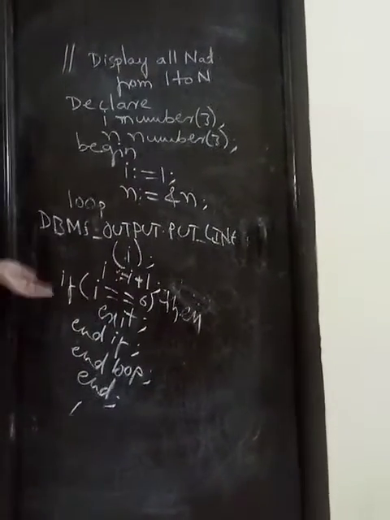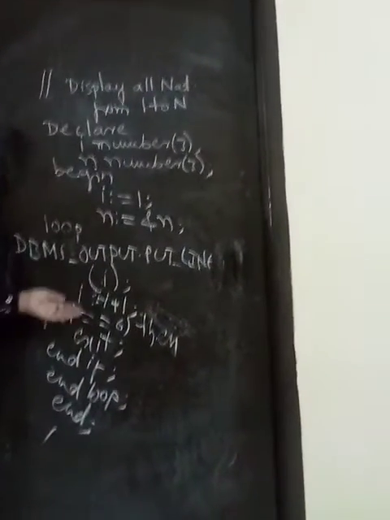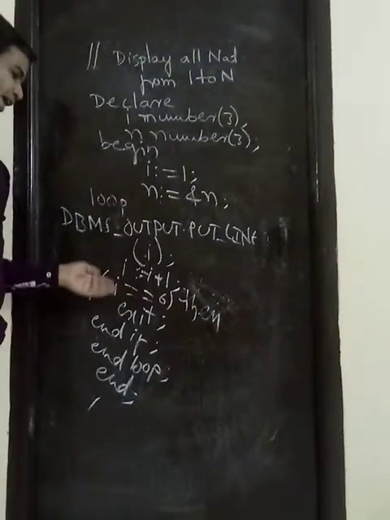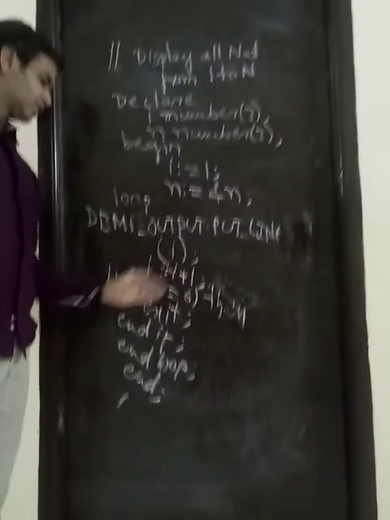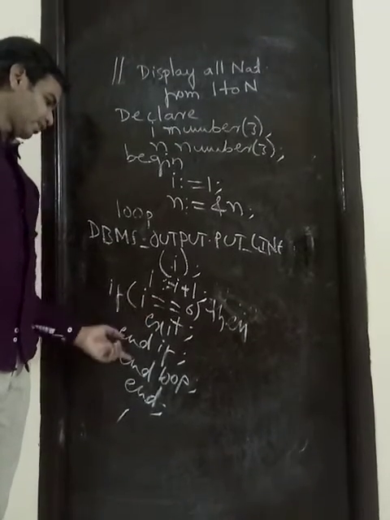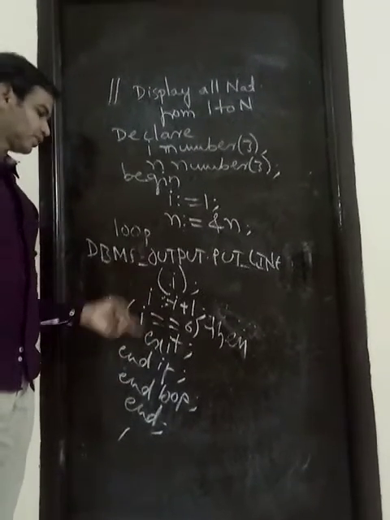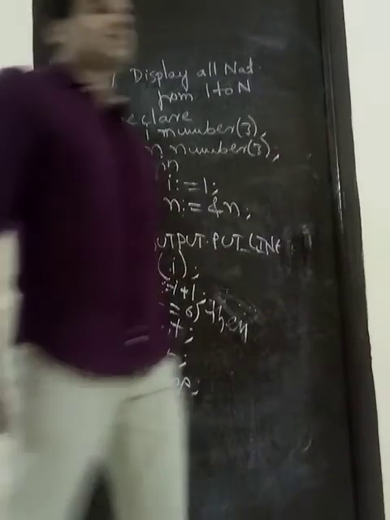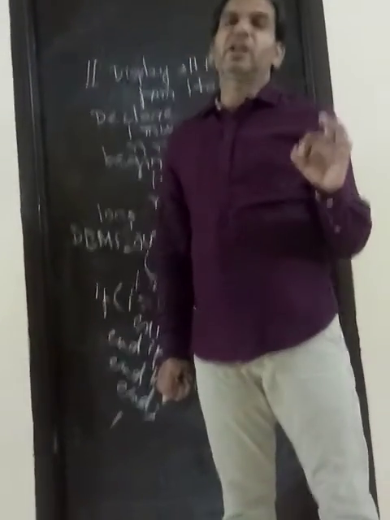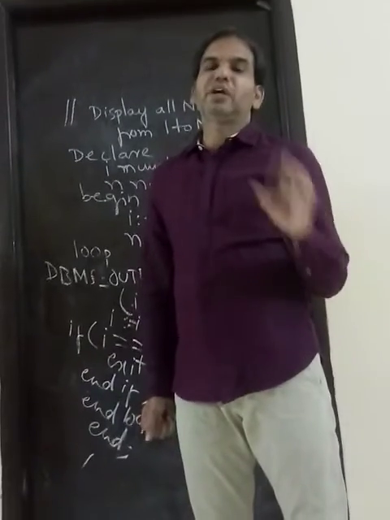So it will repeat up to 5. It will display I is equal to 1, 2, 3, 4, 5. When I is equal to 6, the condition is true, then it will exit. So if is there and end if, loop is there and end loop, and the program will terminate with the end. This is a simple program to print all natural numbers with the help of loop and end loop in PL/SQL.